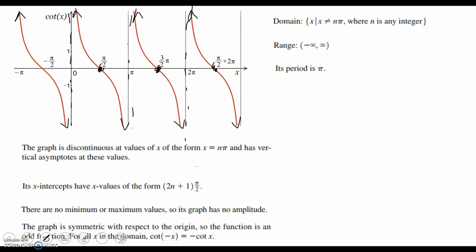Now this one is also an odd function, which means when you take the cotangent of a negative angle, it's equal to the negative of the cotangent of that angle. And so this is your cotangent function.